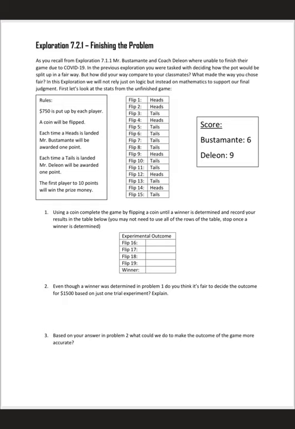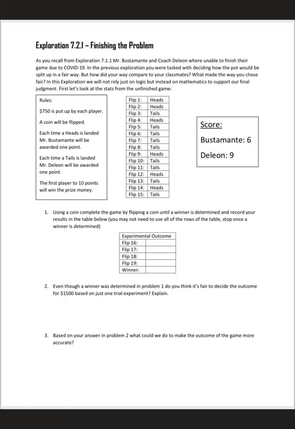Alright guys, I just want to make a quick video about Exploration 7.2. Sorry it's been a long time coming, but I know some people had some trouble on it, so I want to go ahead and just show you how to work it out. The whole point of this exploration is really just to get y'all introduced to experimental probability.